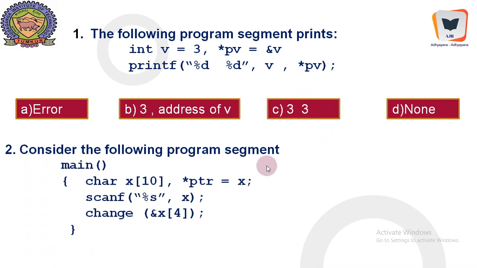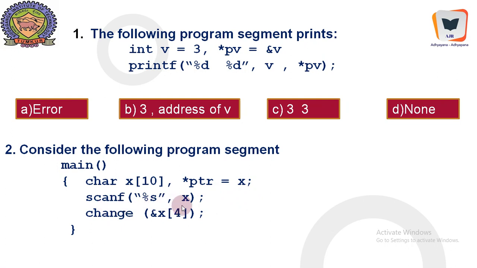The second question goes like this: consider the following program segment. Main, char x[10]. So this is a string variable, x is a string variable that holds 10 characters, and here is a pointer to characters which is pointing to the first cell. Here you should remember, whenever we have string variables, the name of the string variable itself is a pointer. It is also called a pointer constant because it points to the first cell address.